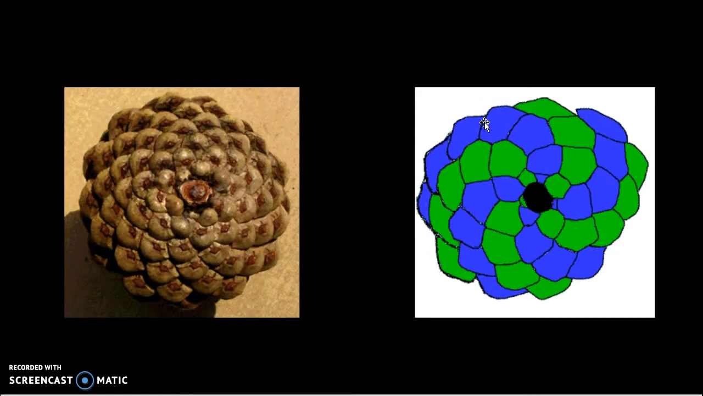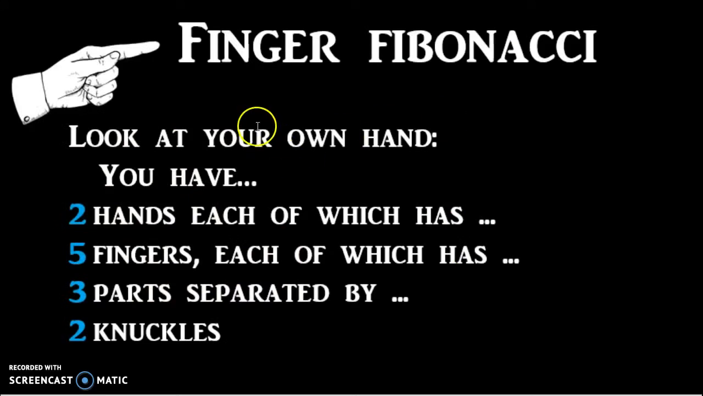The next thing I want to talk about is an experiment I like to call finger Fibonacci. Look at your hand. You have 2 hands, which is a Fibonacci number. Each has 5 fingers, which is also a Fibonacci number. Each finger has 3 parts separated by 2 knuckles, which are also Fibonacci numbers. You can see all of these are Fibonacci numbers, and I've color-coded them in blue.